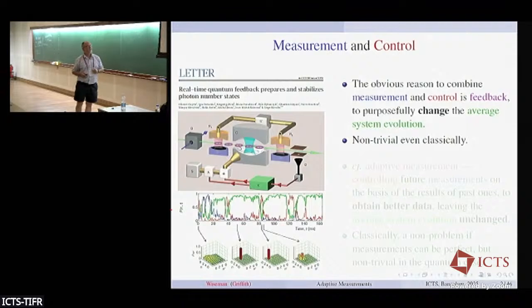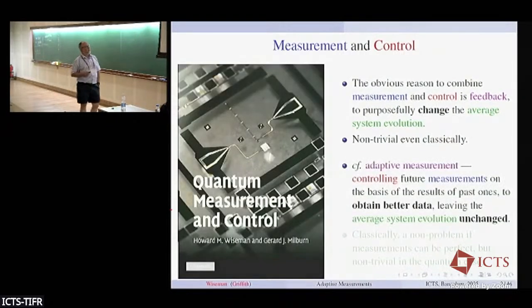Okay, so feedback is a non-trivial thing even classically, so there's a huge classical literature on that. But there's another way that we can combine measurement and control, which I would distinguish from feedback, and that's what I call adaptive measurements. What we're doing in this case is controlling future measurements on the basis of the results of past ones, not with the aim of changing the average system evolution. If we want to be really strict about it, we could even insist that the average system evolution remains exactly unchanged. But the aim of changing the measurement is to obtain better data. And that's the point of that.